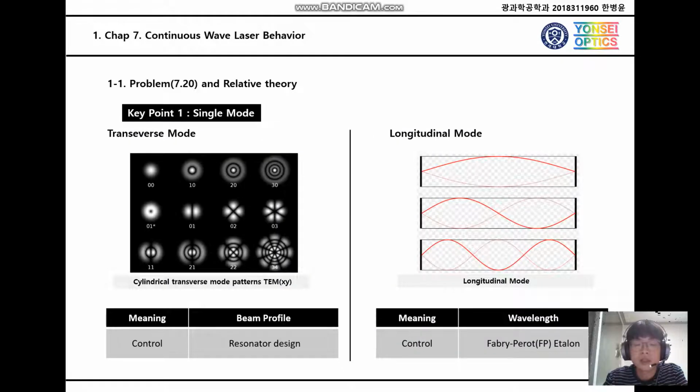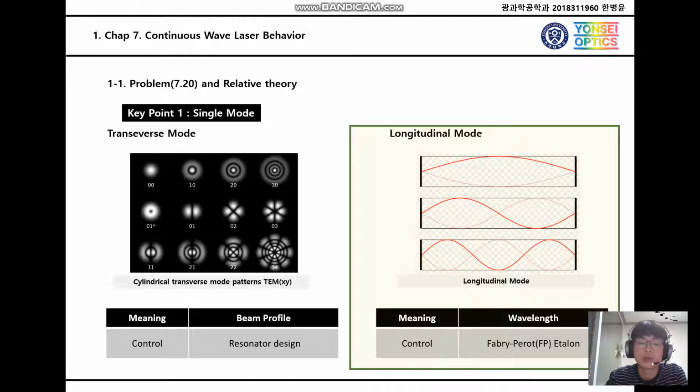First, single mode. There are two kinds of mode: one is transverse and the other is longitudinal mode. However, due to time constraints, I will only explain longitudinal mode. A laser that produces multiple longitudinal modes has limited coherence. Different wavelengths cannot stay in phase over extended distance. Applications such as holography, which demand excellent coherence, benefit from using a single longitudinal mode laser.